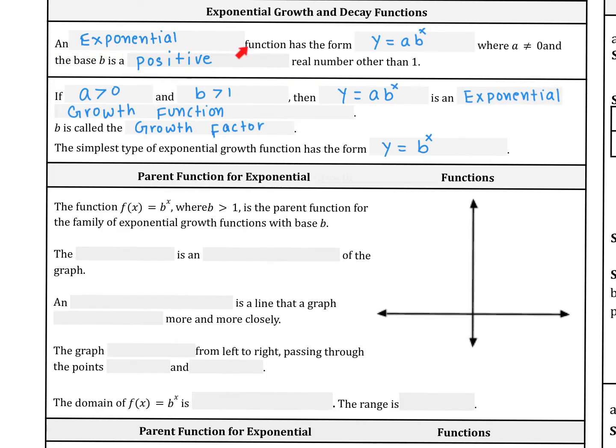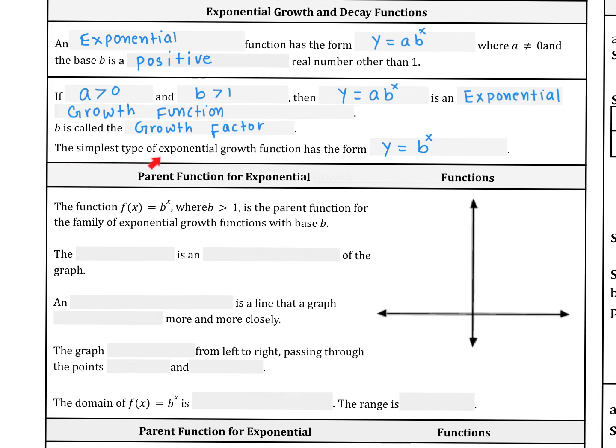An exponential function has the form y equals a b to the power x, where a is not equal to 0 and the base b is a positive real number other than 1. If a is greater than 0, which means that this number would be 1, 2, 3, 4, and so on, and b is greater than 1, then y equals a b to the power x is an exponential growth function. B is called the growth factor.